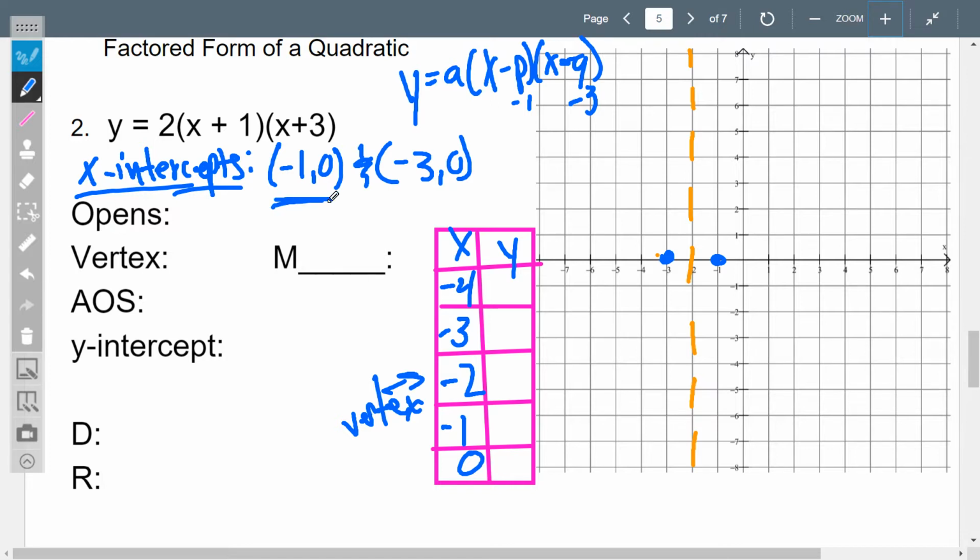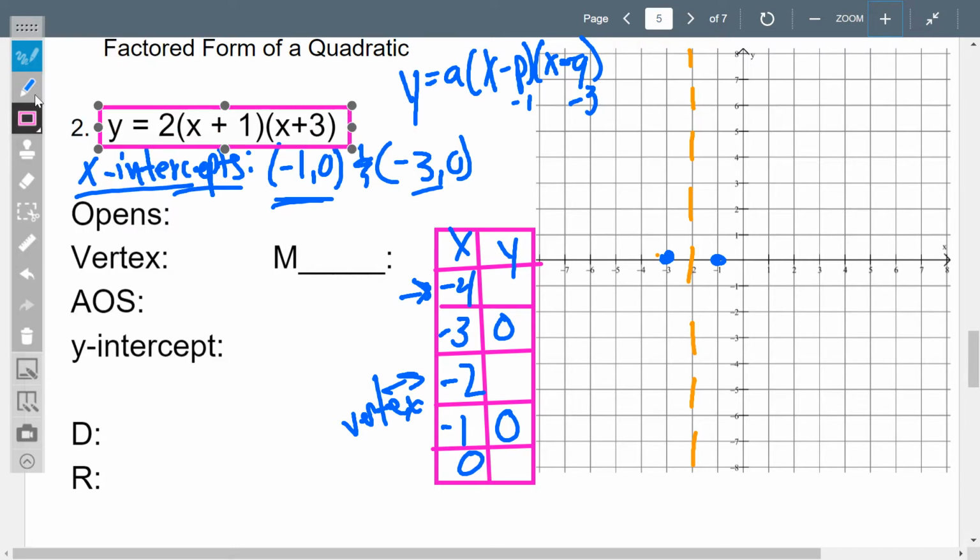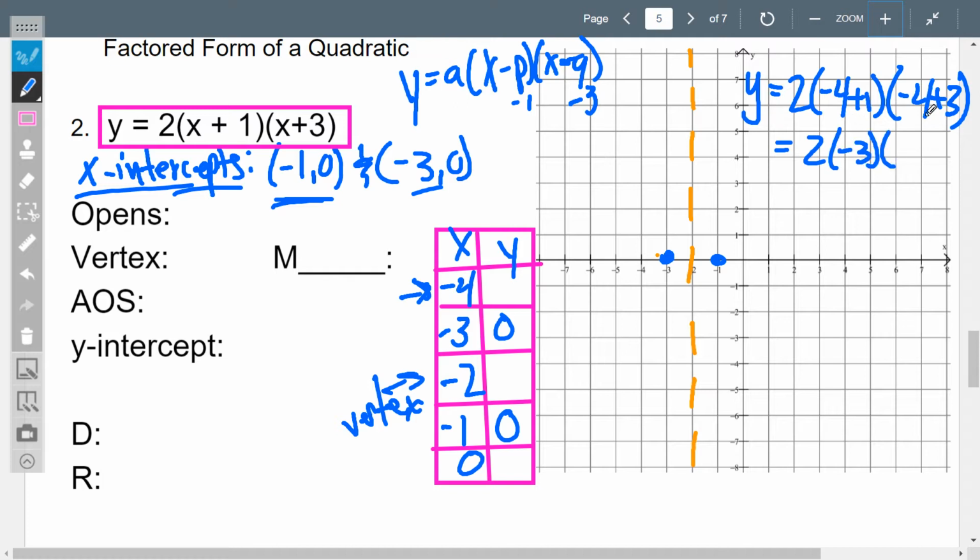Now I already have some points, like -1, 0 and -3, 0. So I just need to figure out a couple more. Let me plug in -4 into this equation right here. So y is equal to 2 times -4 plus 1 times -4 plus 3. So that's 2 times -3 times -1. 2 times -3 is -6, times -1 is +6. So plugging in -4 gives me 6. And because of the symmetry, plugging in 0 would give me 6 as well.